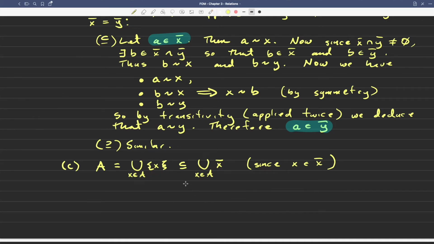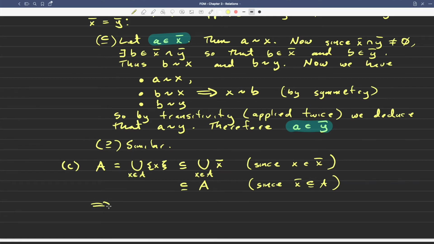But then this in turn, I claim, is a subset of A, since we know that each x bar is by definition a subset of A, right? All the things that we were unioning here was a subset of A, so if I union up all those things, I'm still going to have a subset of A. So if you look at what we have here, A on the one hand is a subset of this, but on the other hand, it's a superset of it.